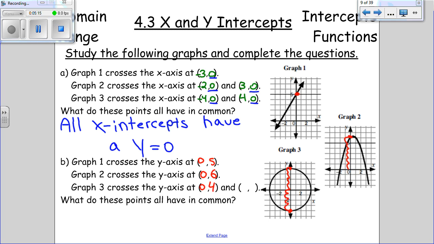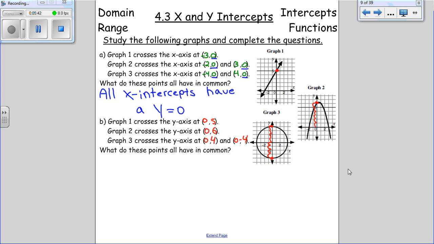So 0, -4. Just like x-intercepts, y-intercepts have something in common. It's usually a little more obvious than the x-intercepts. What do y-intercepts all have in common? Someone other than Alyssa. That x is always 0. There we go. That saves the day. Alright, x values are all 0. Again, that's not a coincidence. If you're talking about something crossing a y-axis, that means it couldn't have moved left or right. It had to have gone straight up or straight down from the origin.